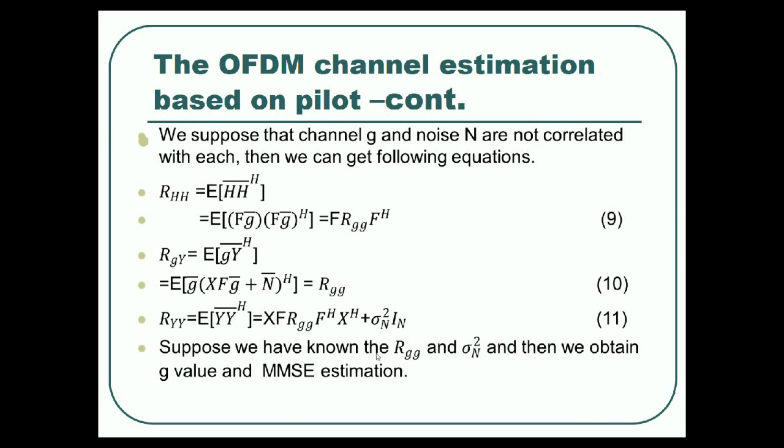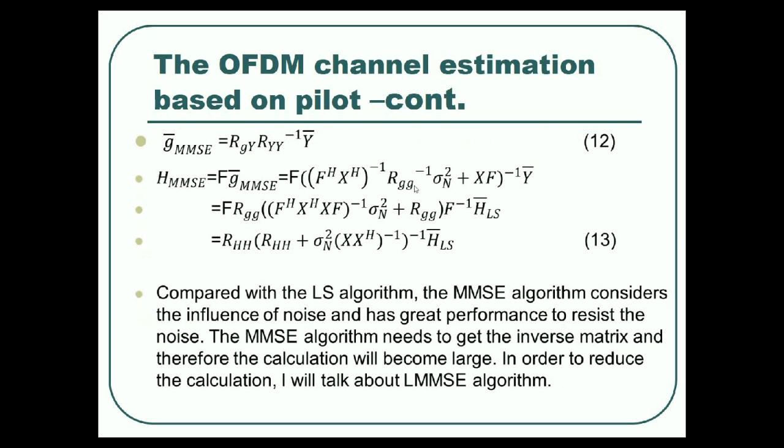Suppose we have known R_GG and sigma square, then we can get the G value and the MMSE estimation, which is shown in equation 12 and equation 13. Compared with the LS algorithm, the MMSE algorithm considers the influence of noise and has great performance to resist noise. But the MMSE algorithm needs to get the inverse matrix, which means there will be a lot of calculation.